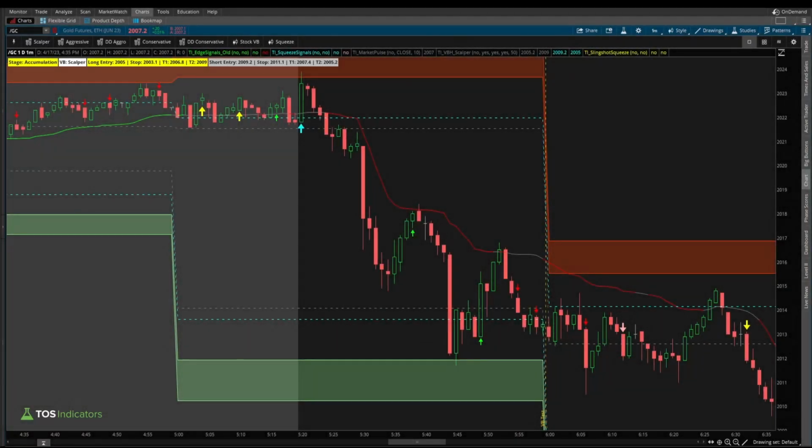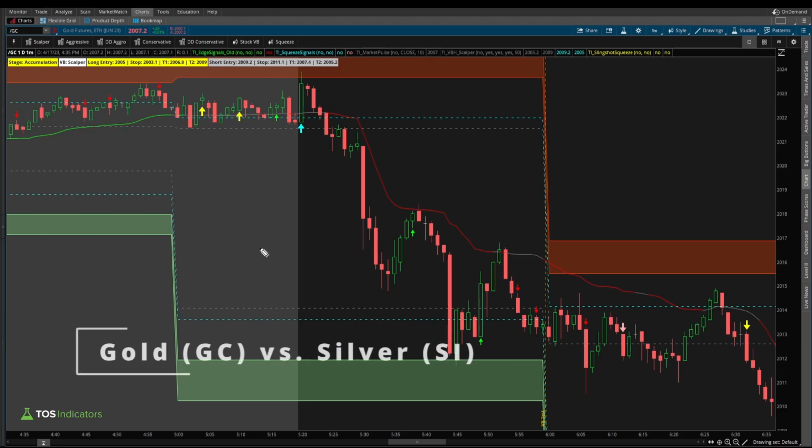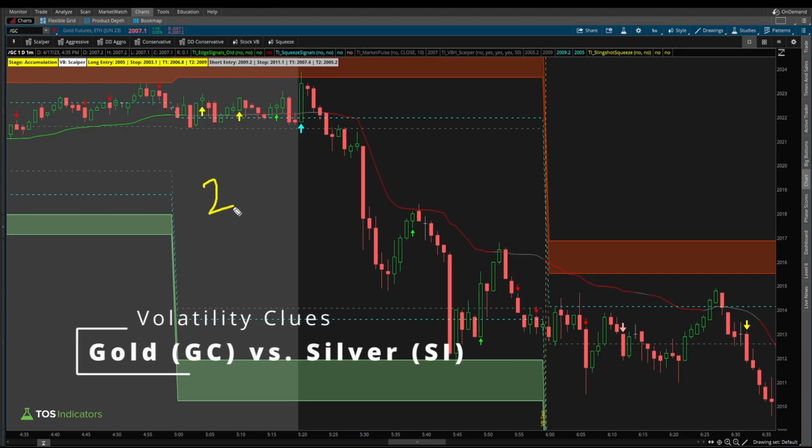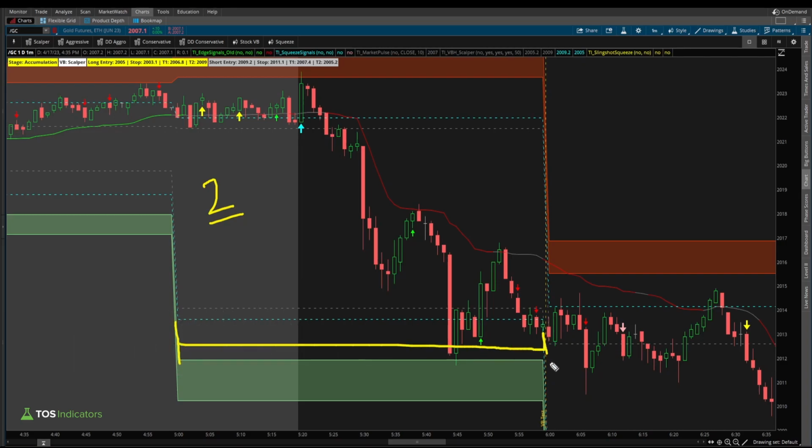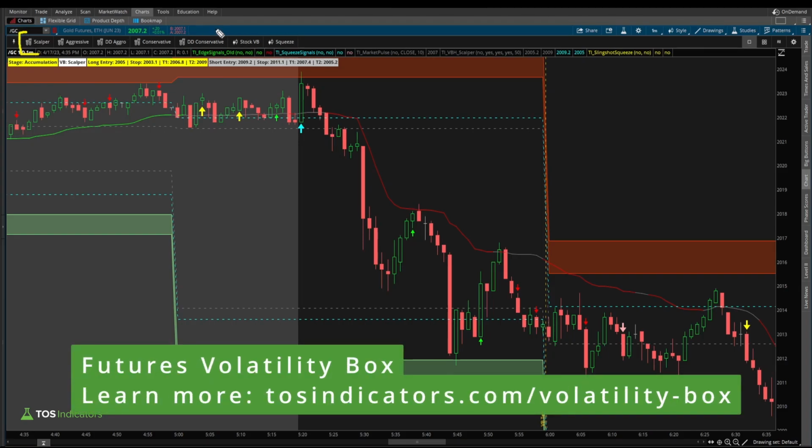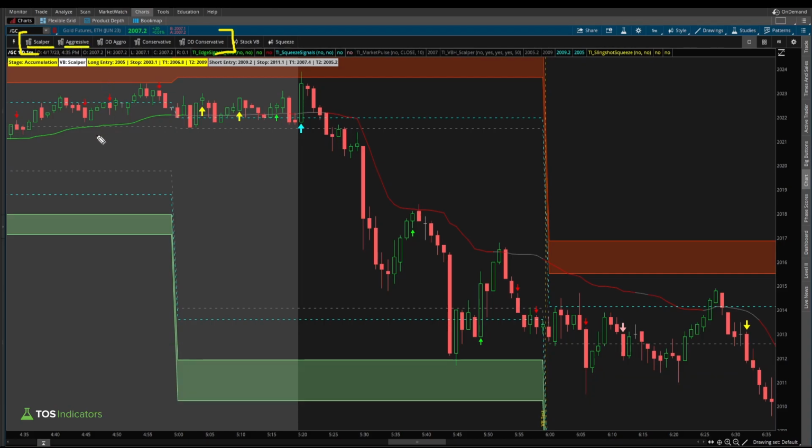Good afternoon, everyone. In today's video, I'm going to show you how to take two related markets and understand the morning volatility in each of those markets to make better trading decisions using volatility as the day progresses. For this example, I'll be using gold and silver, and we'll be using our futures volatility box models. In today's case, we'll be really using just the scalper and the aggressive volatility box models.